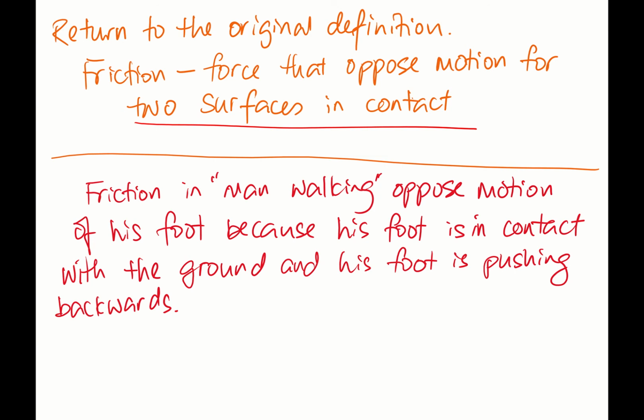Again, let me emphasize the original definition, the very basic definition of friction: the force that opposes motion for the two surfaces in contact. Right? And because they're in contact, it is the foot and the ground that are in contact and they're opposing each other's motion. This is the friction. But the outcome is the man moving forward.